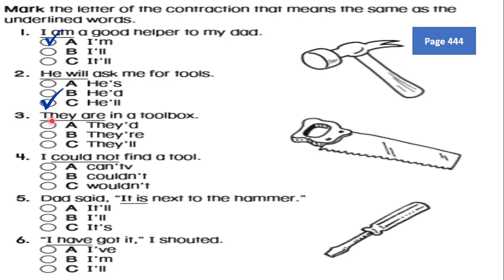Number 3, you have they are, make it a contraction. Could not, make it a contraction. It is, change it to the contraction. I have. So that's all for the grammar class.